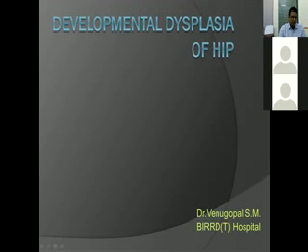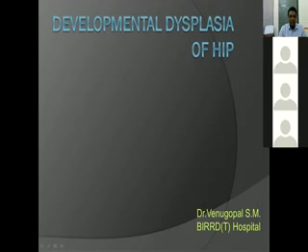Whereas in the hip joint, what are the articulating surfaces? Femoral head and the acetabulum. So dislocation means there is complete separation of the two articulating surfaces. There won't be any contact between the femoral head and the acetabulum surface. And the other terminology is subluxation. Subluxation means partial separation of the two articulating surfaces.